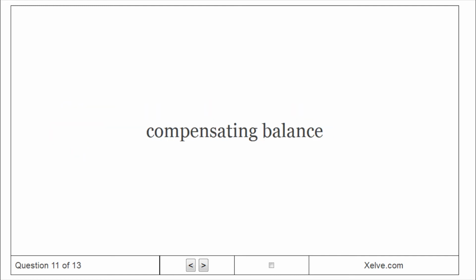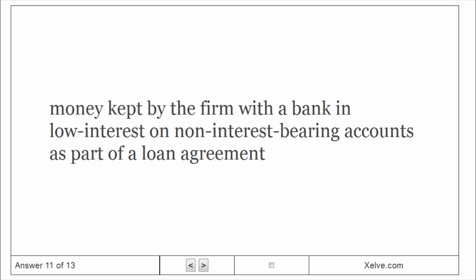Compensating balance. Money kept by the firm with a bank in low-interest or non-interest-bearing accounts as part of a loan agreement.